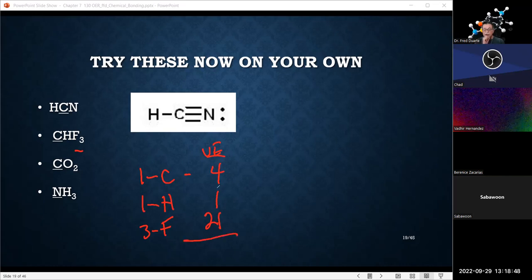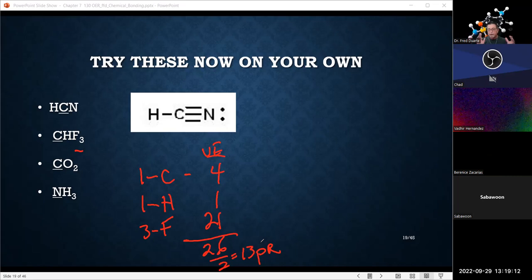Okay. Now we tally it up. We got 4, 5, 26 total valence electrons to work with, which is divisible by 2, which tells me I got 13 pair of valence electrons to work with. Okay. We don't care about the core electrons because nothing's happening with the core electrons.